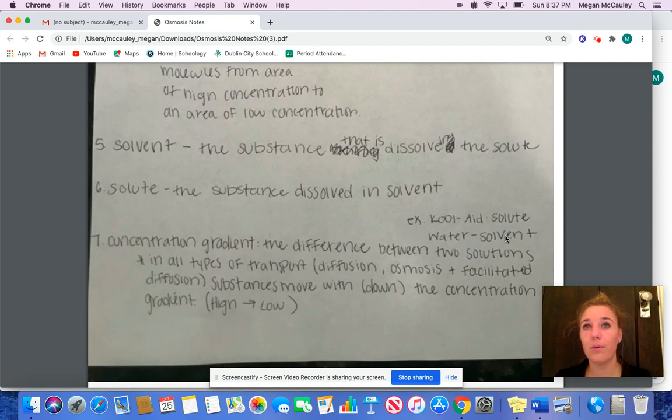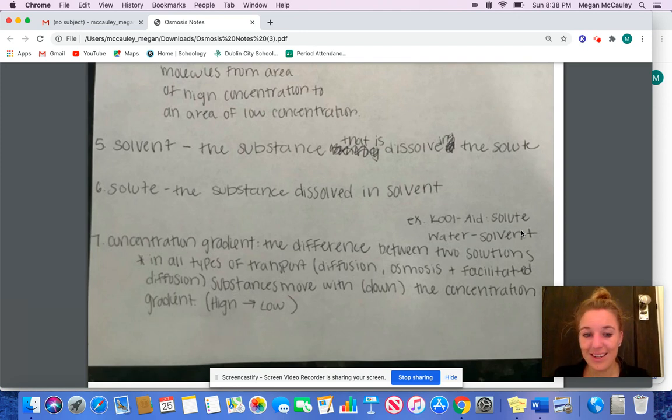So this week when we look at our gummy bear lab, you're going to do sugar in water and salt in water. So sugar in the water, sugar is going to be the solute, what's being dissolved, and water is the solvent, what is doing the dissolving. Okay, same thing with salt. Salt is a solute, what is being dissolved, and the solvent is water, what is doing the dissolving. Okay, so think about this Kool-Aid example or Crystal Light lemonade when you're thinking about solute and solvent.